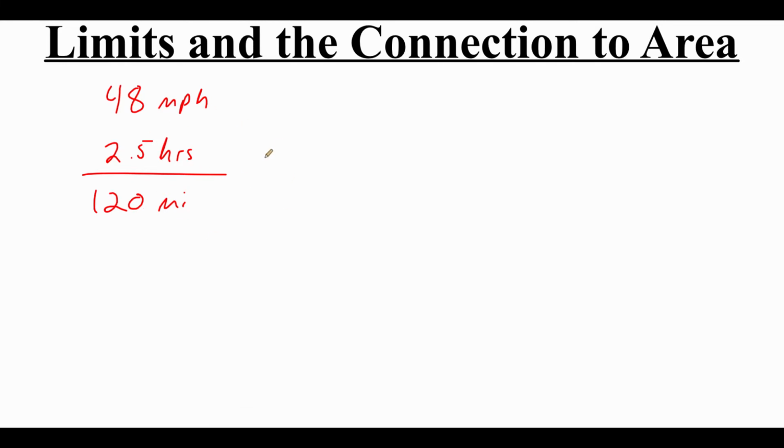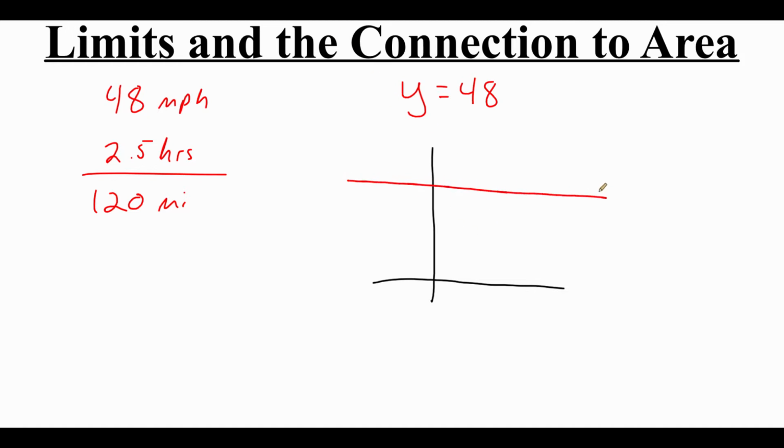Now, I want to look at this a little bit differently. Because we're traveling a constant 48 miles per hour, we can think about that as a constant function. So I'm going to call that y equals 48. And what I want to do is look at a graph of that equation. So if we draw out an x and a y grid, because we have just y equals a number, that's going to be a flat horizontal line through the y value of 48.